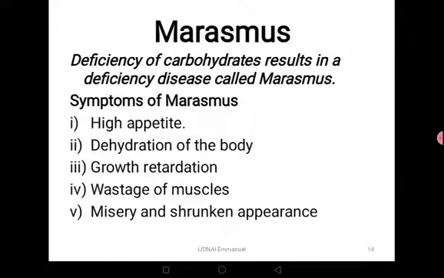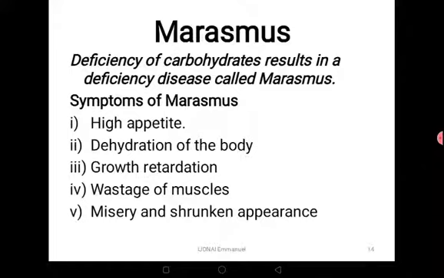So what happens if you don't have carbohydrates in your body for long? If you lack carbohydrates in the body, you will suffer from a condition called marasmus. So deficiency of carbohydrates results into a deficiency disease or syndrome called marasmus.